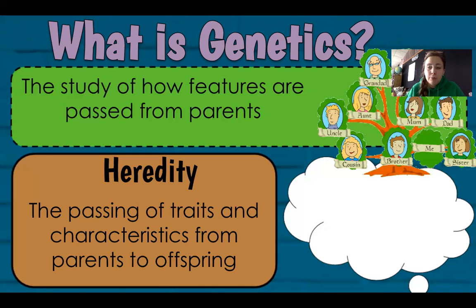Because your parents have you as their children, but genetics happens with all living things. So a dog and its offspring would be a dog and a puppy. A cow would be a cow and the calf. So the general term for all living things is offspring. Heredity is how traits are passed from the parents to the offspring.